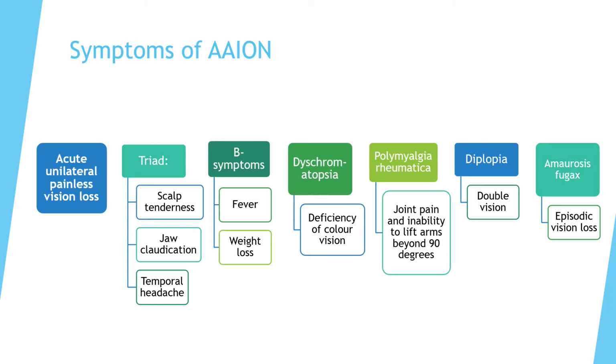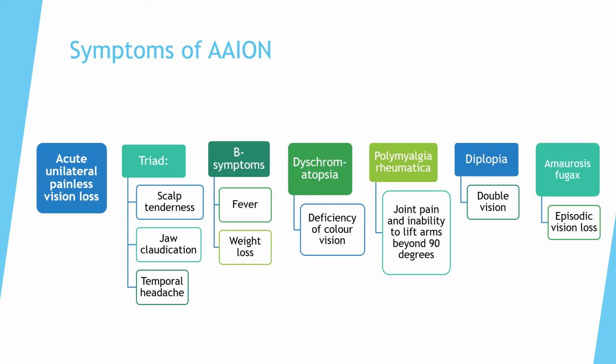Here are some of the symptoms of AAION. This commonly occurs as an acute unilateral and painless vision loss. There's a triad of scalp tenderness, jaw claudication, and the temporal headache that I mentioned earlier that's associated with giant cell arteritis. The AAION can come with B symptoms such as fever and weight loss, and it can also occur with dyschromatopsia or loss of color vision.